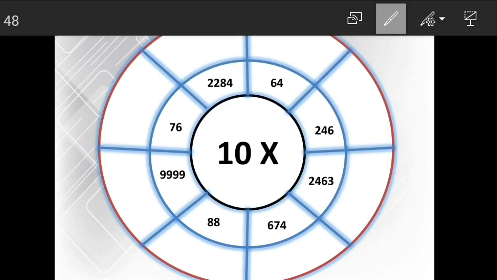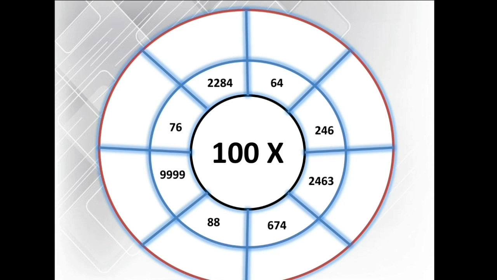The next question is the same question, but you have to multiply with 100. And again, same question, same set of numbers, but you have to multiply with 1000.